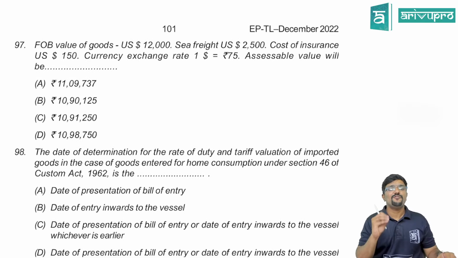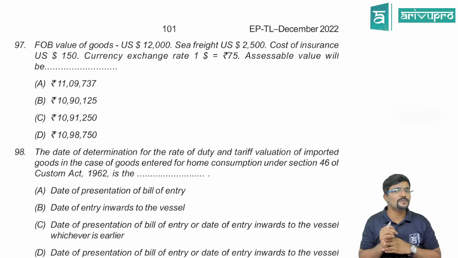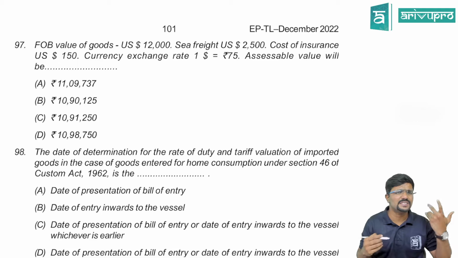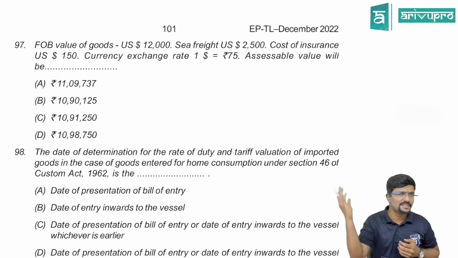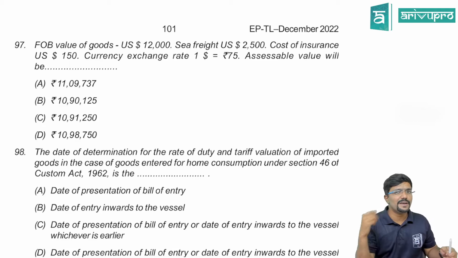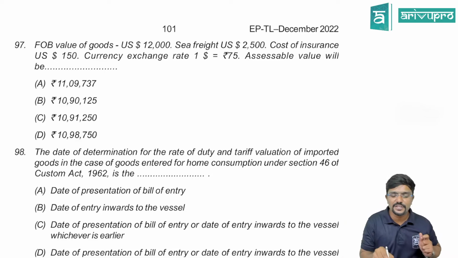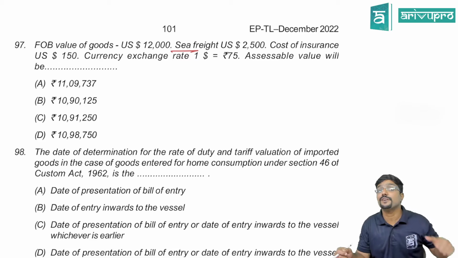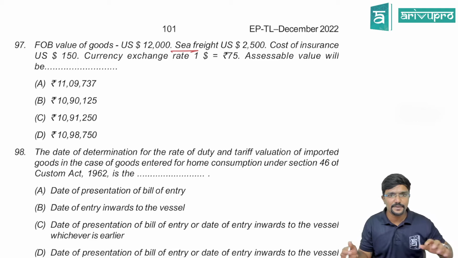Yeah. FOB value of goods, that is freight on board, of goods is $12,000, sea freight $2,500, cost of insurance is $150, currency exchange rate is 75. Just add up everything. Here everything is given, insurance is given, freight is given. If not, we have to consider some rate, like if freight is not given, we have to take 20%, and if insurance is not given, we have to consider 1.125%, but here both are given, and the transportation is through sea, so there is no limit for freight. If it is by air, there is a maximum limit of 20%, but here no limit.